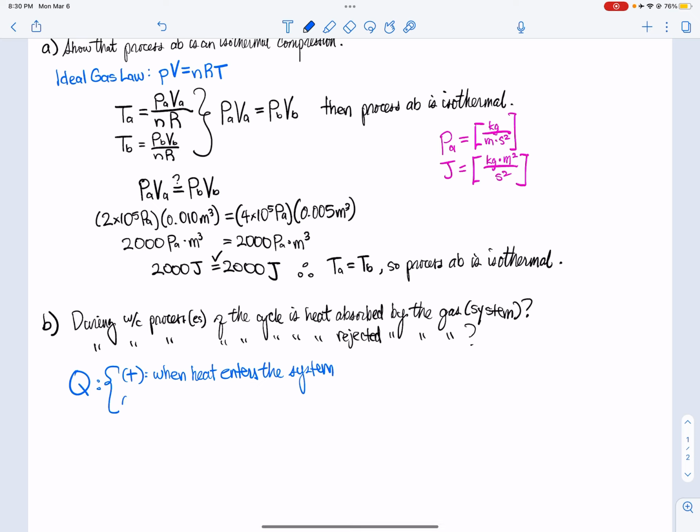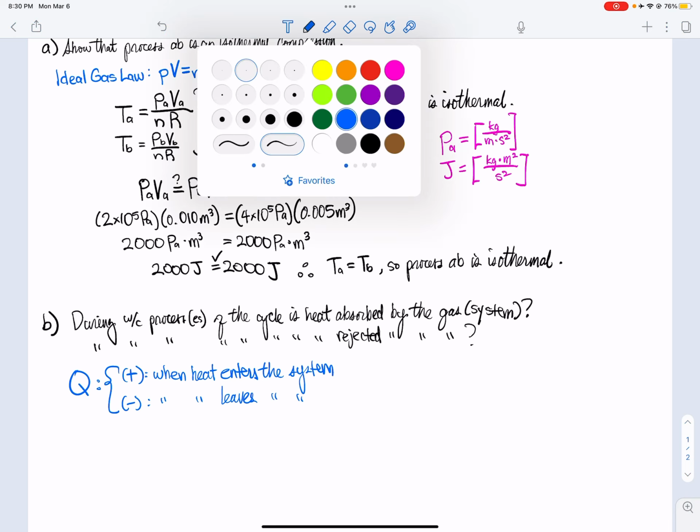Okay, and it's negative when heat leaves or is rejected by the system. Okay? When heat leaves the system, it's negative. All right.